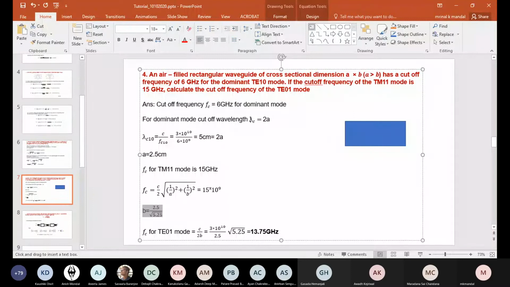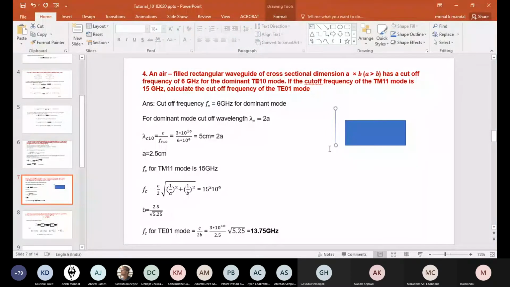Then TE10 has electric field variation along the A direction, and for TE01 now we have to consider electric field variation along the B direction. So it is defined by twice B, lambda C. Well, so we have lambda C 01. Then you calculate what is the corresponding cutoff frequency. It's straightforward.